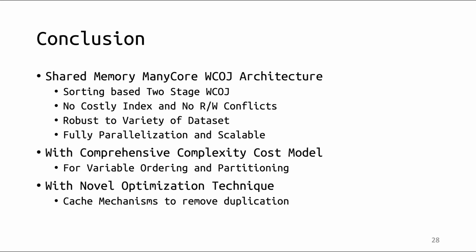To sum up, HoneyComb is a fully parallel, lock-free, worst-case optimal join engine for shared memory multicore systems. It is robust, efficient, and scales well across diverse workloads by applying a variety of innovative designs and techniques.